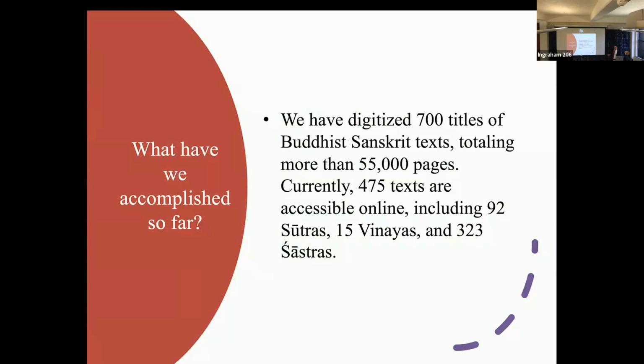Lots of people have the misconception that the Sanskrit Buddhist canon has already disappeared, right? That there's not much left in this world. But still, we managed to digitize 700 titles, totaling 55,000 pages. Currently, 475 are online, so you can have access. That includes 92 sutras, 15 Vinayas, and 323 Shastras.